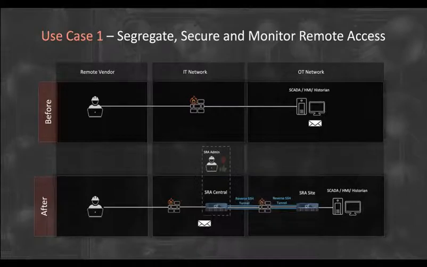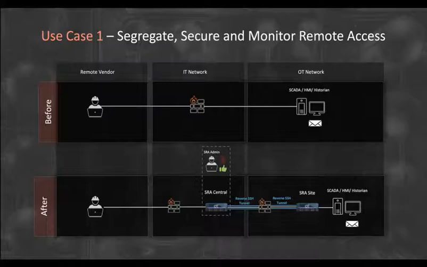SRA, on the other hand, completely isolates remote vendors from the OT network. It eliminates direct connectivity, acting as a breaking point between remote users and your OT network. Additionally, all performed operations are recorded and monitored and can be viewed live or in retrospect for auditing purposes.